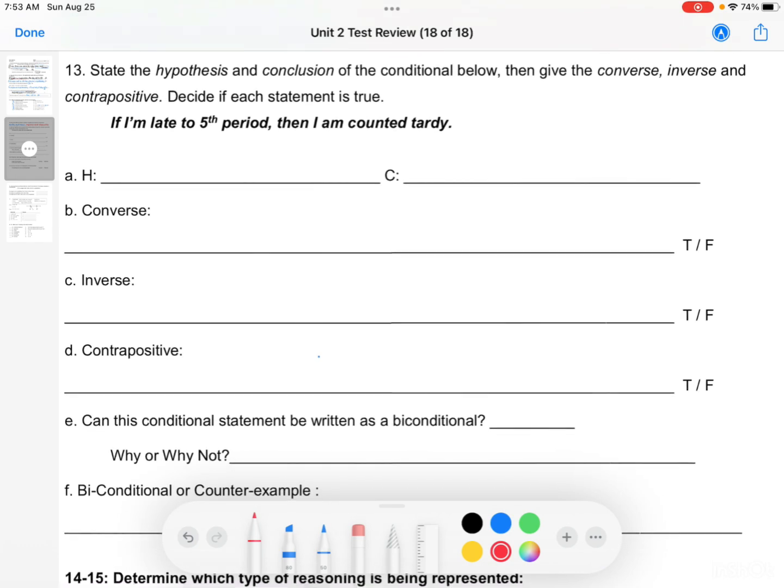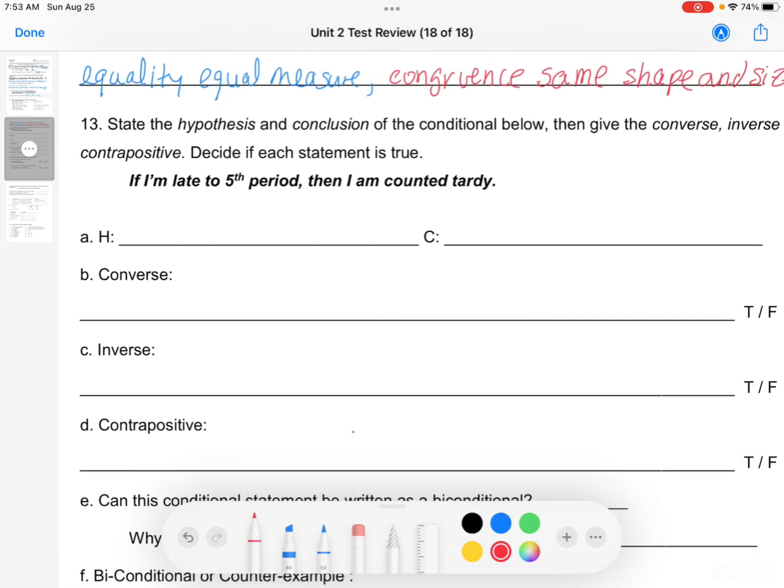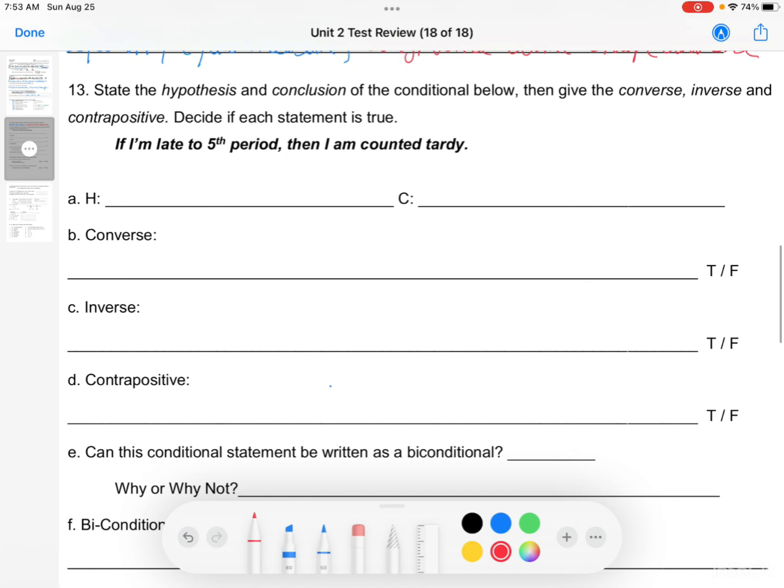Okay, so for 13, we're going to do all these things down here, and let's see if I can kind of zoom in there, and I'll just kind of go down as it happens. It says state the hypothesis and conclusion. So the hypothesis, I'm going to highlight in blue, is this part. That's the hypothesis. And then this part is the conclusion.